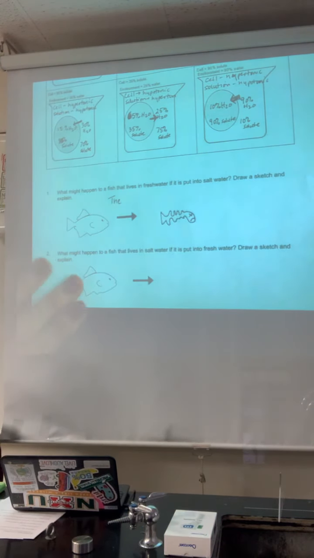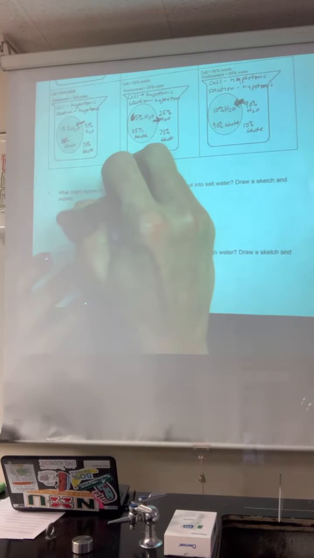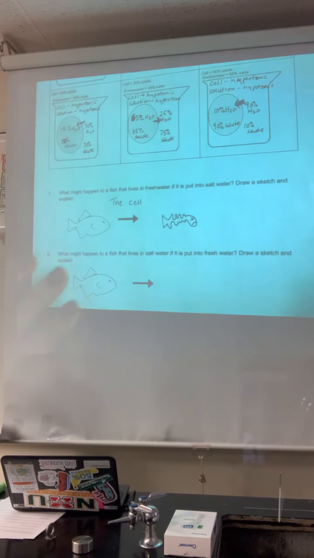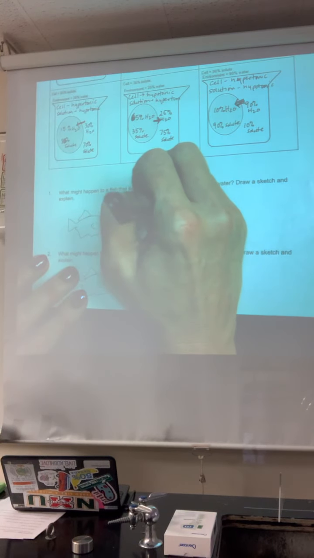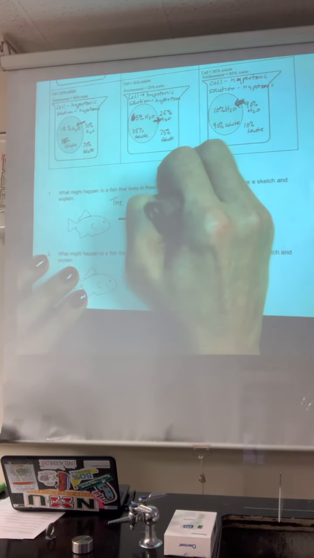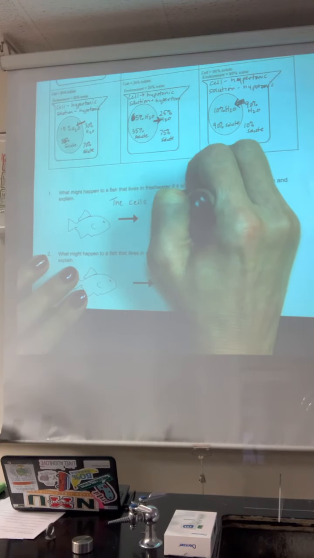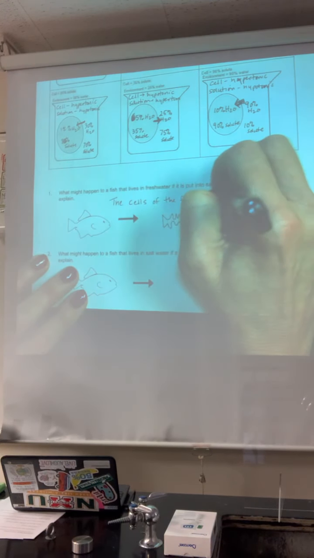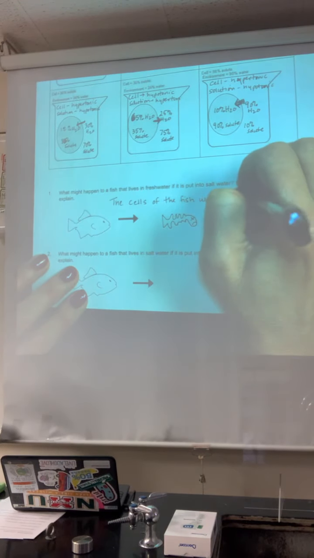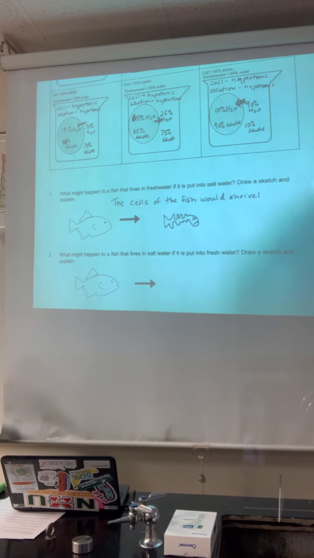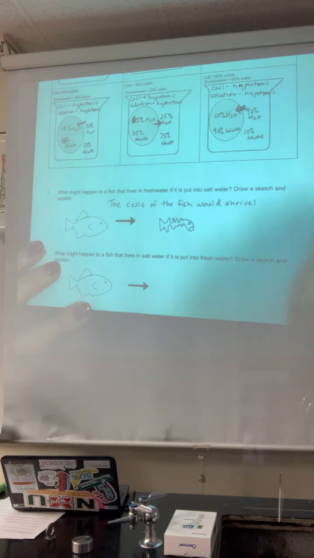All right. So let's just explain conceptually what would happen. So the cells of the fish would shrivel. Write words so that you can understand what you were trying to explain. The cells of the fish would shrivel and the fish would die.